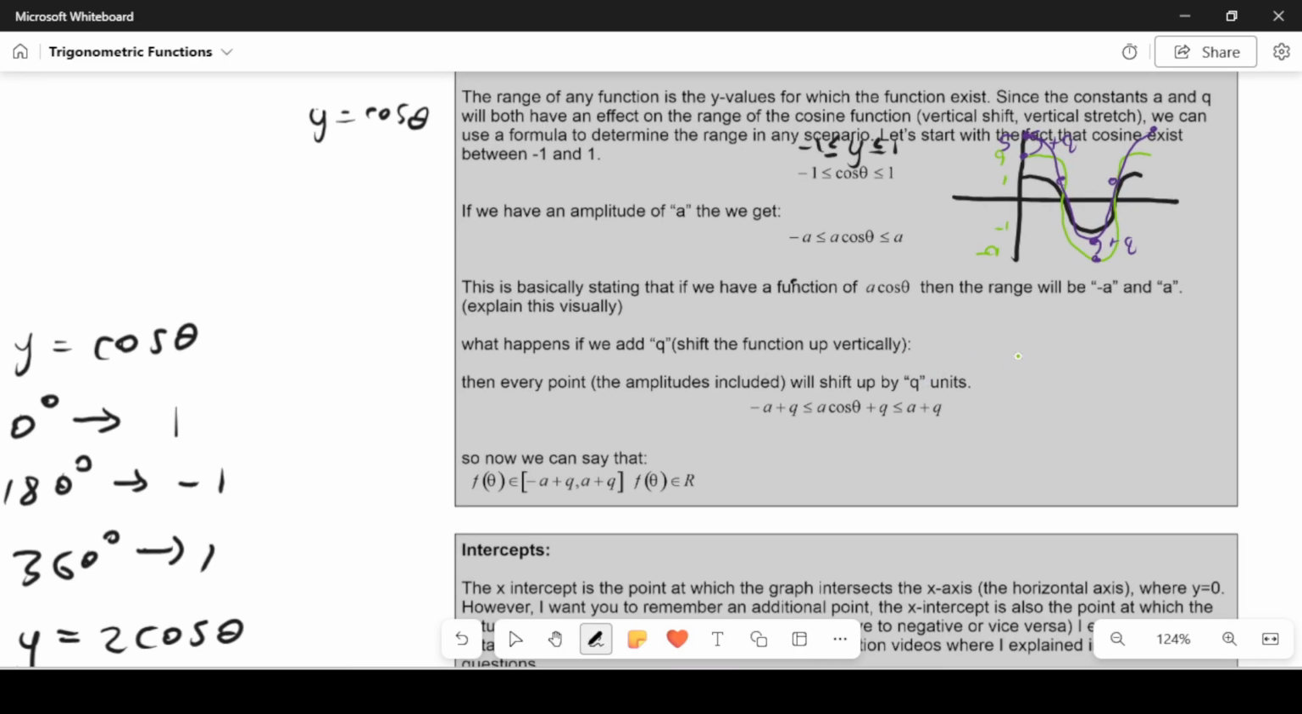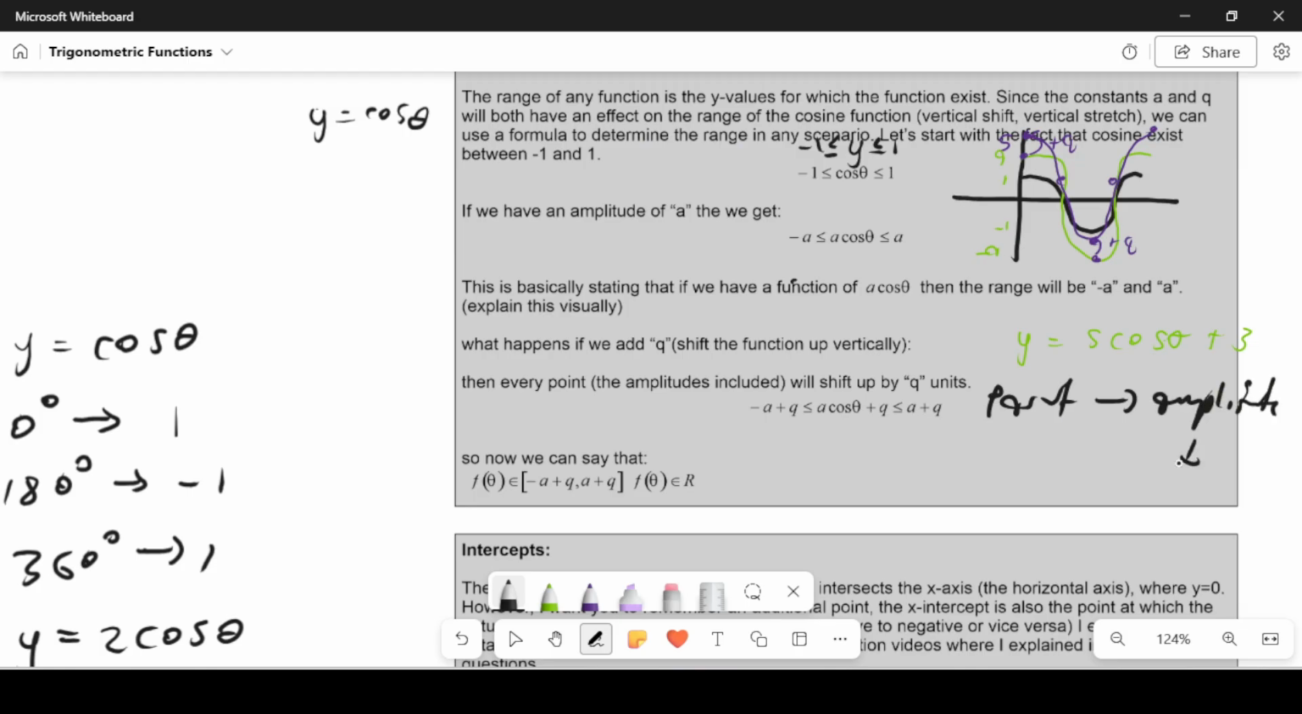So if they ask me, let's say they gave me a question. y is equal to 5 cos of theta plus 3 is the function. What's the range of this function? I can do one of two things. I can first sketch the parent function, then affect the amplitude, and then affect the shift, and then find out what my max and min would be. Or I could just follow this formula here.